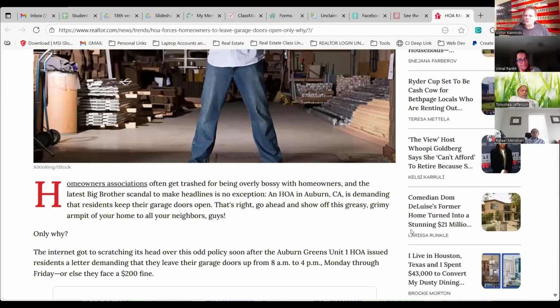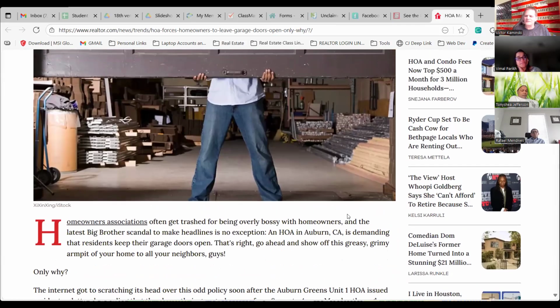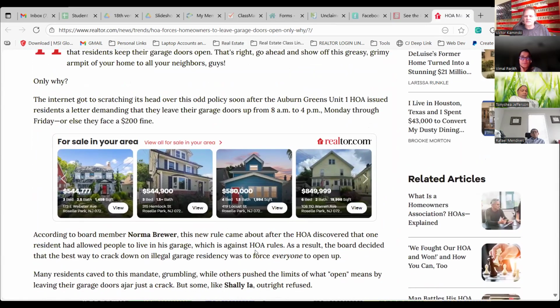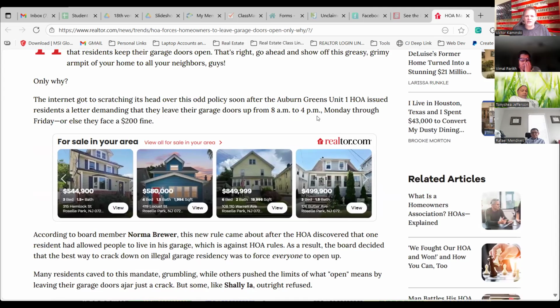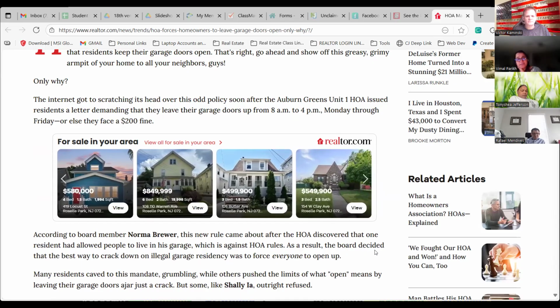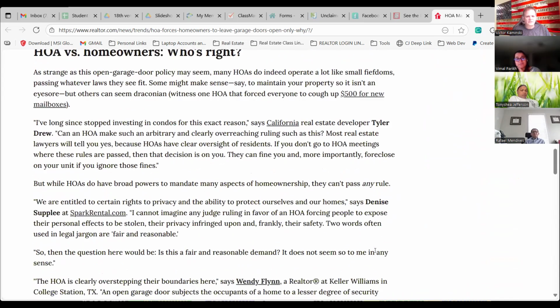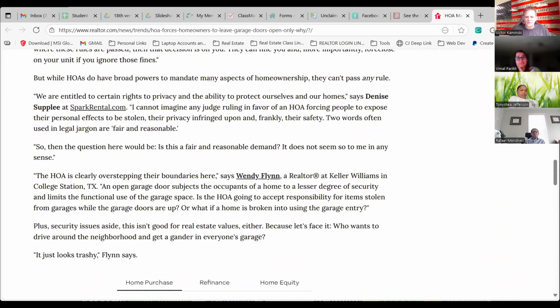So the association wanted to check on this by putting a rule that all residents needed to leave their garage doors open during the day. Who the hell wants that? Nobody wants that. That's reason enough to want to move out of there. Right. Yeah. So or face a $200 fine. You have to have the garage doors open from 8 a.m. to 4 p.m. Monday through Friday, or else face a $200 fine. Who buys that? I don't think so. Well, how about this one? Hold on a second. There's another one.